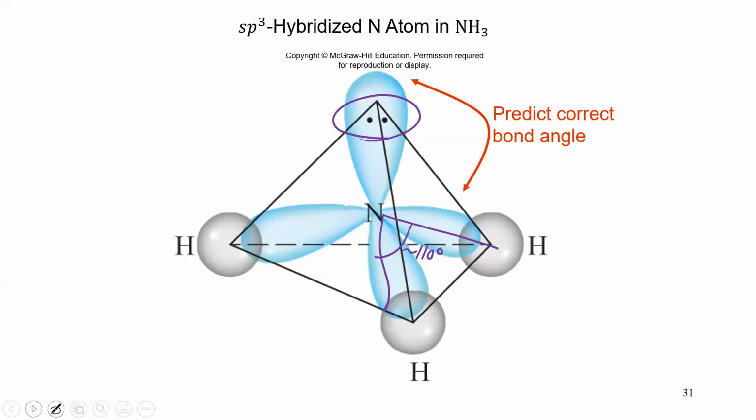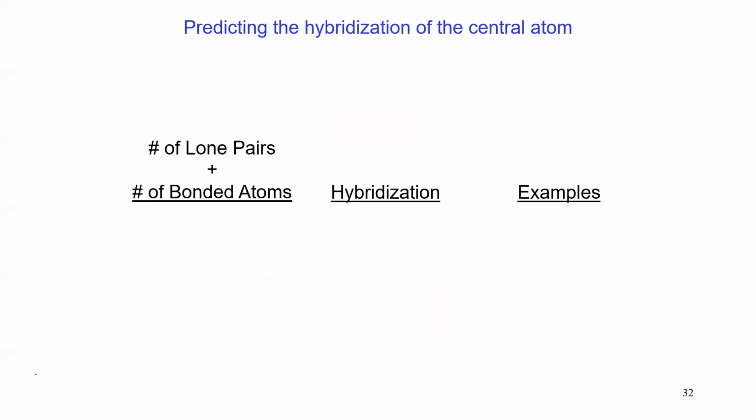There are other types of hybridization, because of course there are other geometries. If we think about the hybridization around a central atom, there is a total number of lone pairs and bonded atoms. Let's make another column here. What's that molecular geometry?